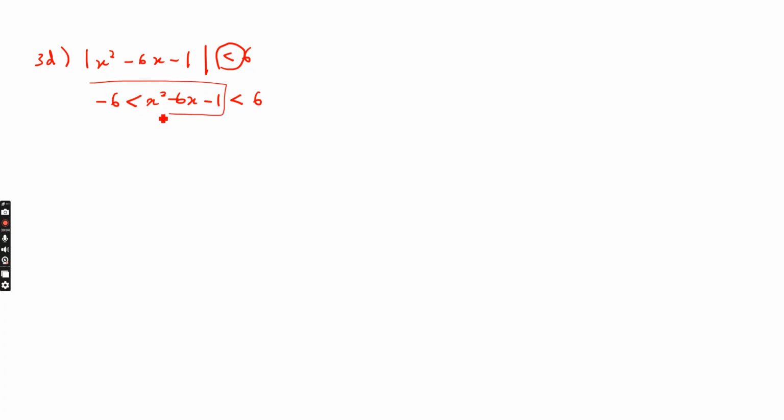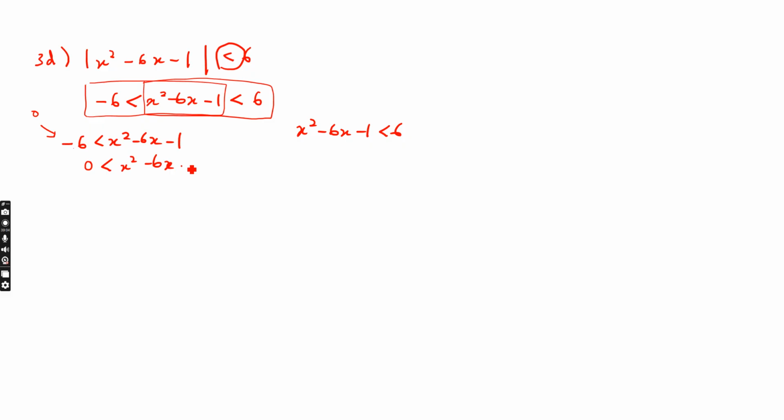So we copy this one, negative 6 less than x squared minus 6x minus 1. And then we separate the next one here: x squared minus 6x minus 1 less than 6. Since this is quadratic, we can factorize it. So we're going to make this side equal to 0. Move negative 6 to the right side, so you get x squared minus 6x minus 1 plus 6, which gives plus 5 here.